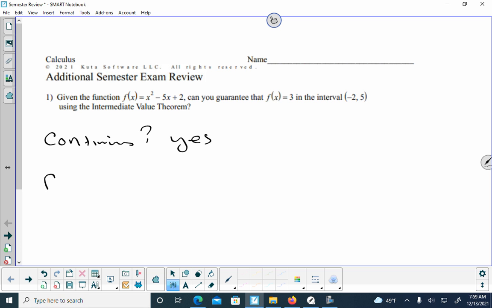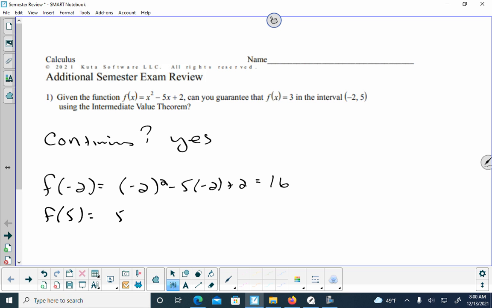So if I find f of -2, so I'm putting -2 in here, so -2 squared minus 5 times -2 plus 2. When I do that, I get 16. And then when I do f of 5, that's going to be 5 squared minus 5 times 5 plus 2, and that ends up equaling 2. So in the interval from -2 to 5, I'm going to hit every number between 16 and 2. And since 3 is in between 16 and 2, then I can guarantee that f of x will equal 3.